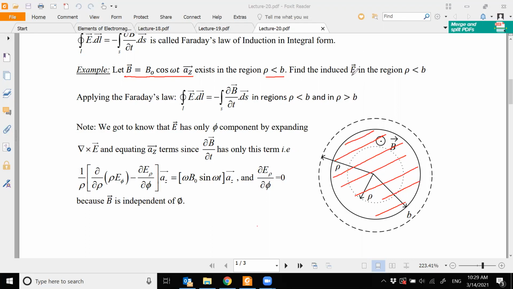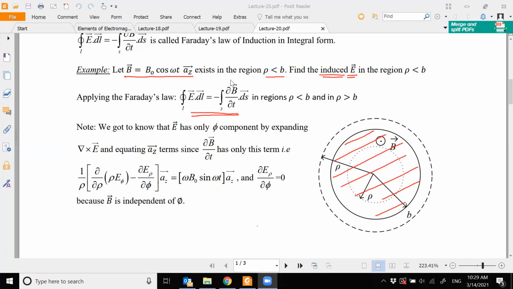Now we need to find the induced EF. Remember, guys, we will use the word induced very frequently from now onwards. Induced is nothing but the electric field which is being generated because of this. So now how will we go? We will follow the same Faraday's law in integral form, as we have been doing.